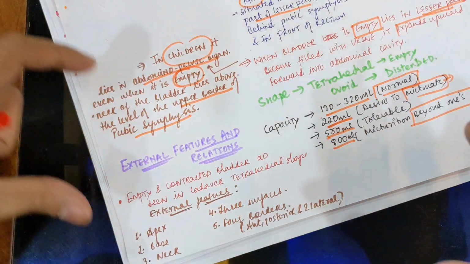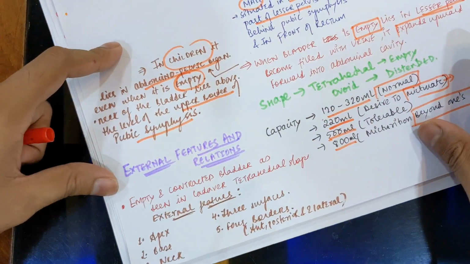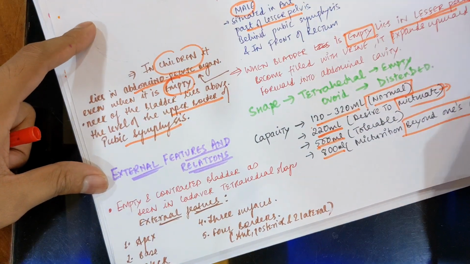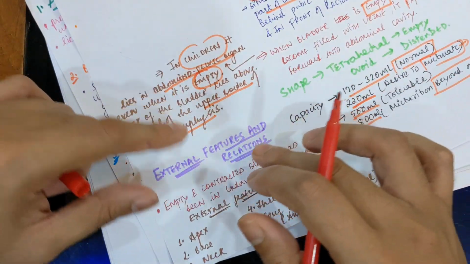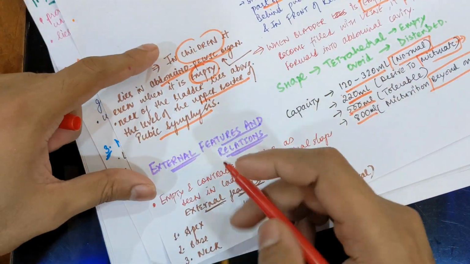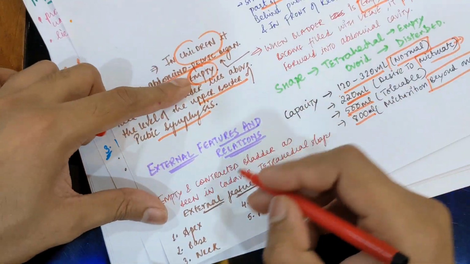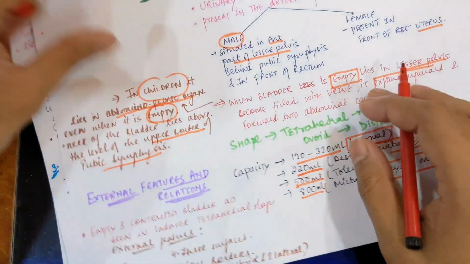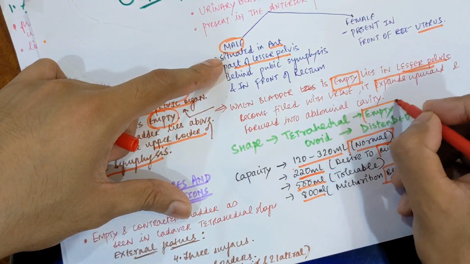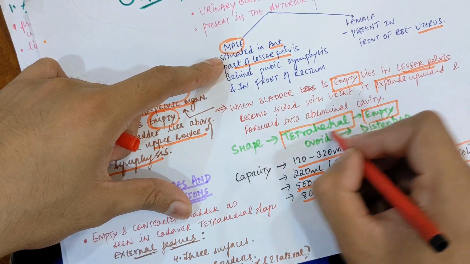Clear this much. Now if we talk about the external features and relations of the bladder, the relations we will be seeing in the next part. In this video we will be seeing the external features. So the shape, as I told you, when the bladder is empty, when it is not filled with urine, the shape is tetrahedral.